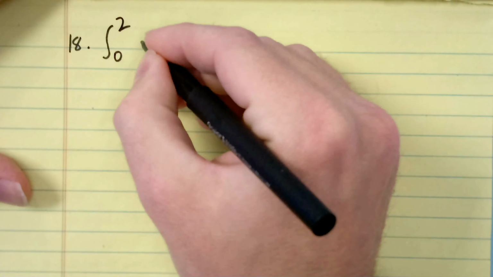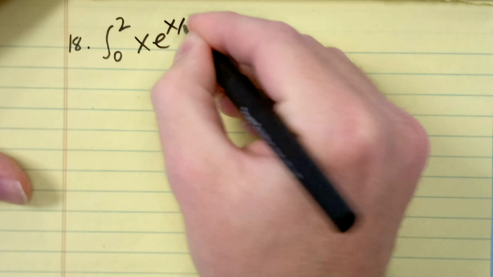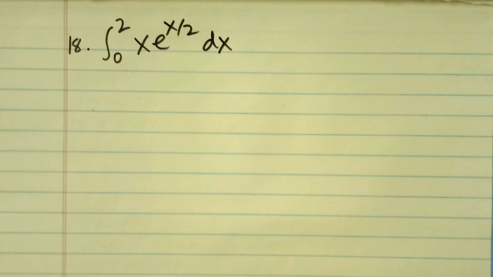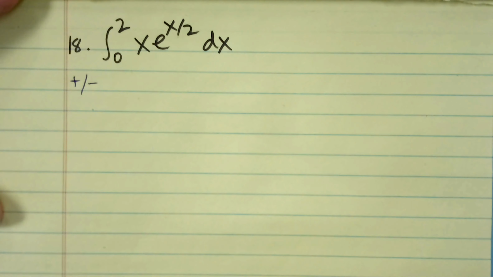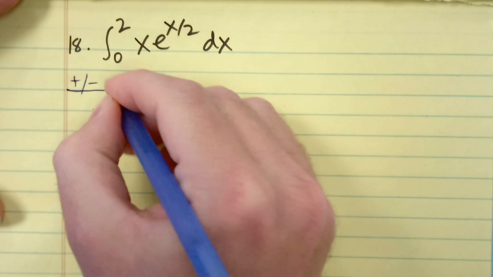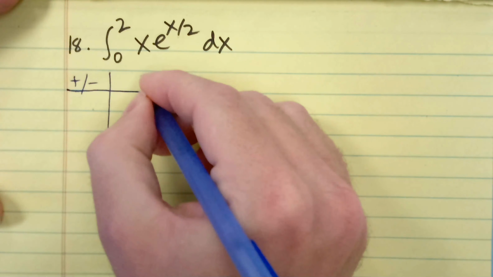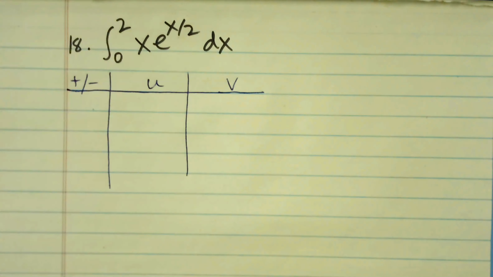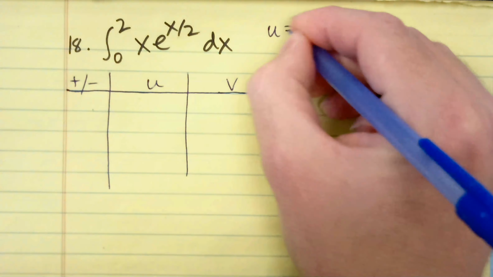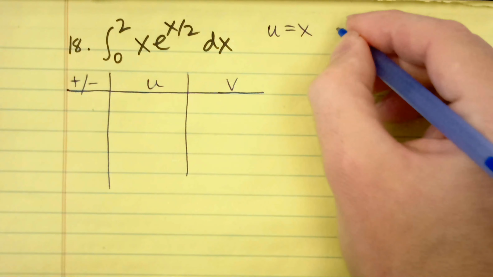So 18. Integral from 0 to 2 of x e to the x over 2 dx. Okay, this one's UDV. If you want to do it the old-fashioned way, that's great. I'm going to do it slightly different. I'm going to do it with the chart, just for some variety. So plus minus column, a U column, and I'll extend that a V column. Okay, I late algebra before exponential.